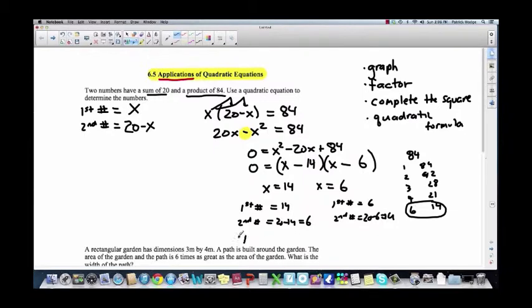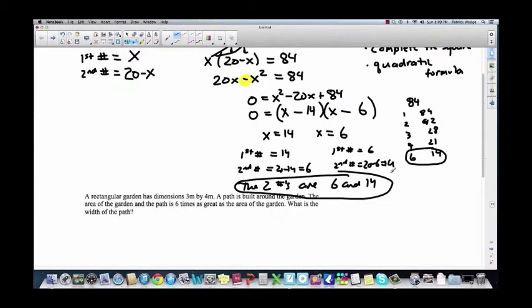We get that the two numbers are 6 and 14. But you have to be careful. In a lot of these questions, if you get two solutions, it means there'll actually be two sets of numbers. So make sure you check them both out and see what your answer is.